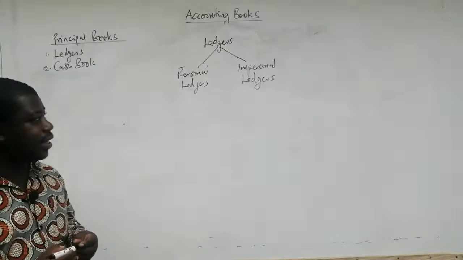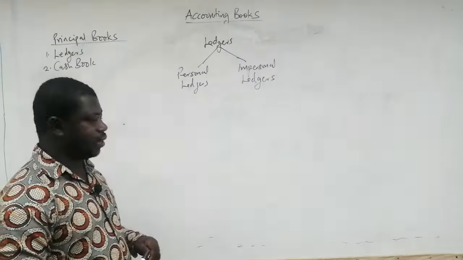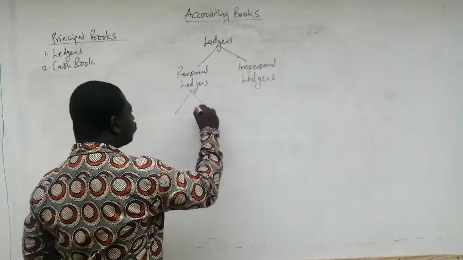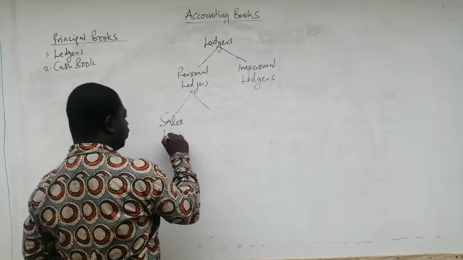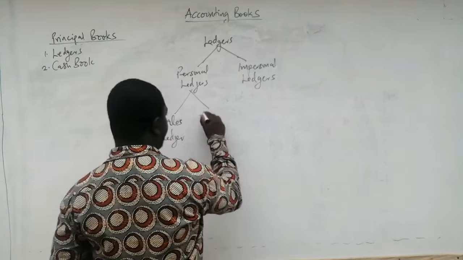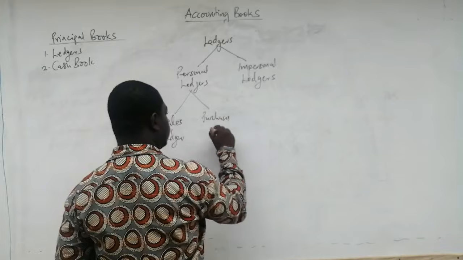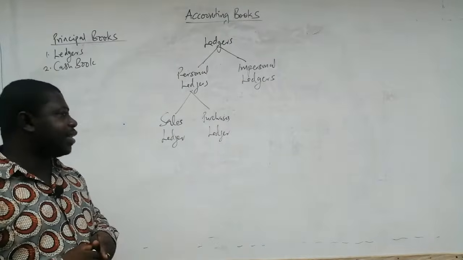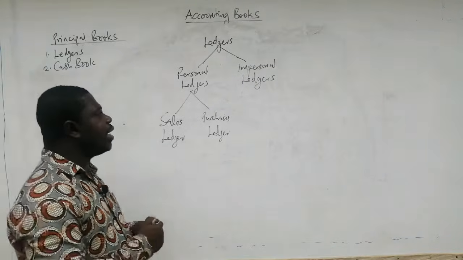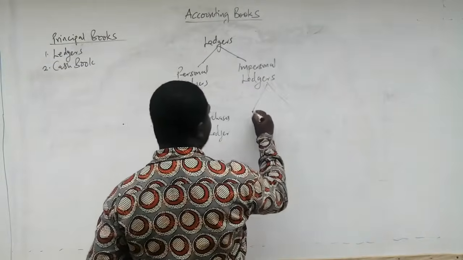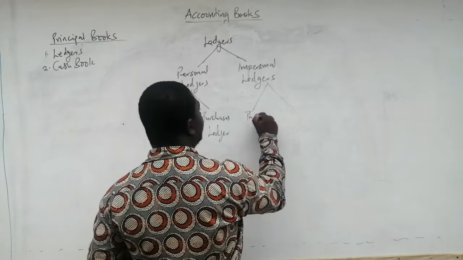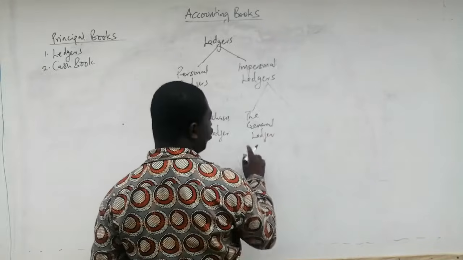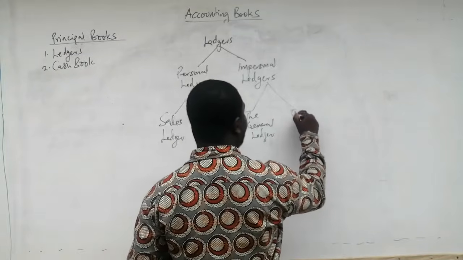So we have personal ledgers and then we have the impersonal ledgers. Now, the personal ledgers are the sales ledger and then the purchases ledger. These two ledgers are called personal ledgers, the sales ledger and the purchases ledger. And then the impersonal ledgers are the general ledger, which is also called the nominal ledger. And then we have the private ledger.